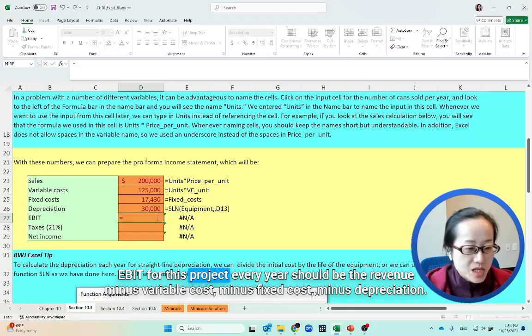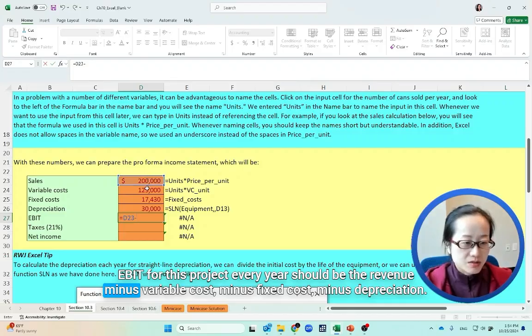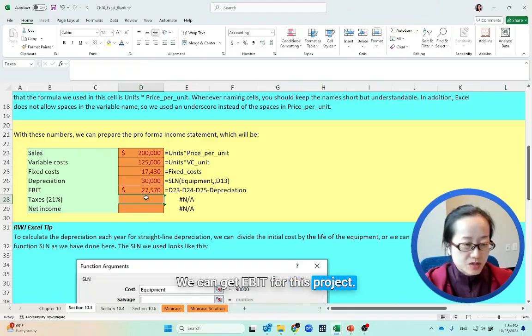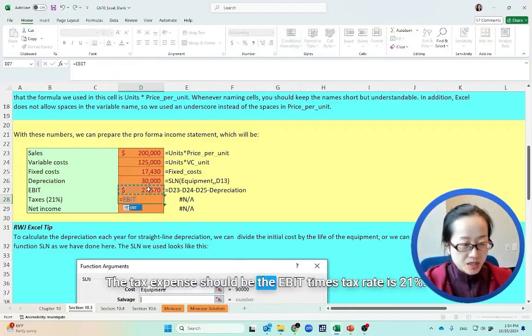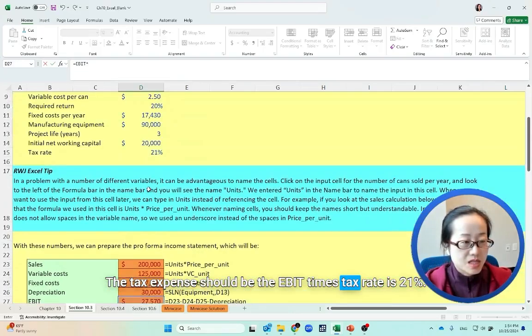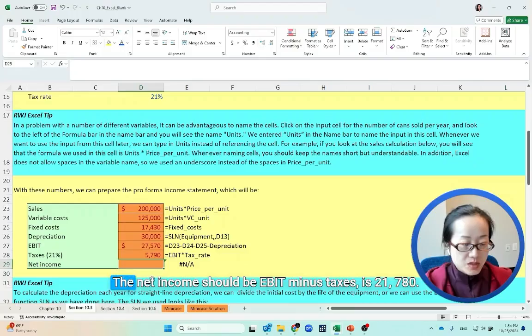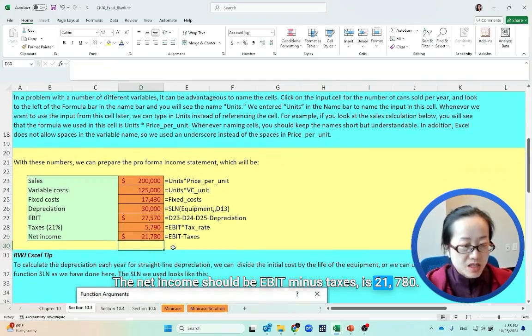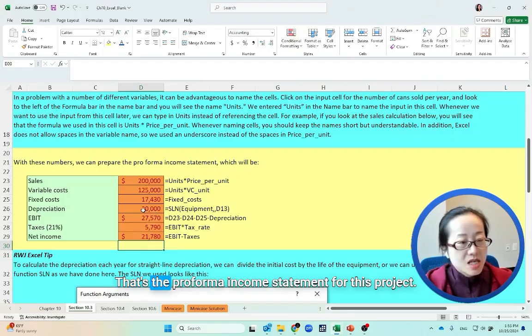EBIT for this project every year should be the revenue minus variable cost minus fixed cost minus depreciation. We can get EBIT for this project. The tax expense should be the EBIT times tax rate, 21%. The net income should be EBIT minus taxes, which is 21,780. That's the pro forma income statement for this project.